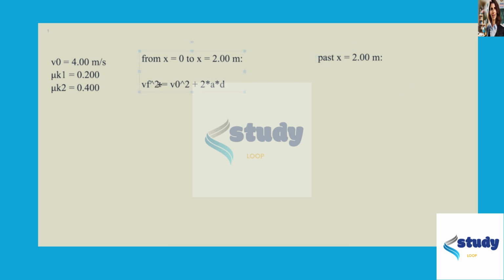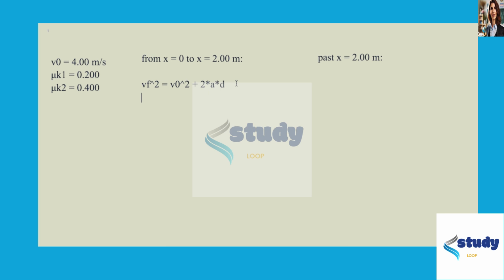Let's start by figuring out the velocity of the box after it's gone through this first rough patch. We can use this equation here, because we know the initial velocity, we will find the acceleration in a second from the friction force, and we know the distance because it's traveling 2 meters here. This will let us figure out what velocity the box has when it hits the second rough patch.